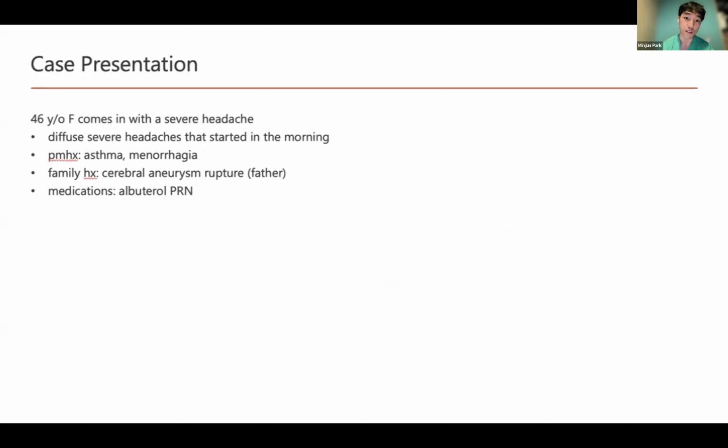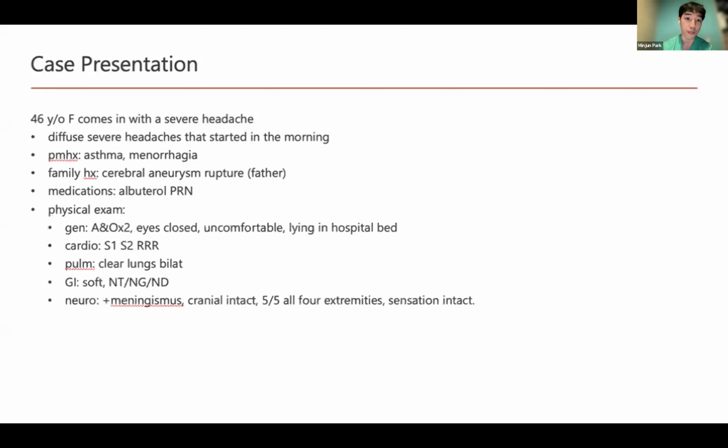She does have a family history of cerebral aneurysm rupture from her father, who did pass away. Her medications are albuterol PRN. She does not have any surgical history, and she does not have any history of migraines or cluster headaches, or tension headaches in general.